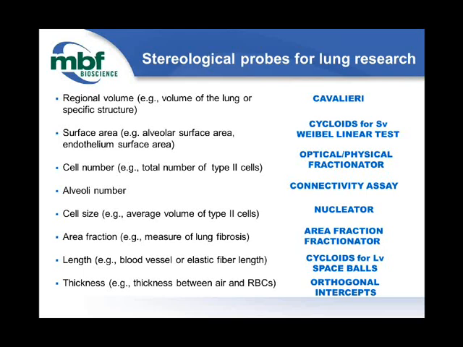One type of data that's important to lung research is the thickness between where the oxygen is and the red blood cells. There's a probe called orthogonal intercepts that can be used to estimate a width. So the idea behind all these probes is you use a geometric virtual shape to probe for the feature that you're looking for, and you follow special rules so that you don't come up with a biased estimate. For instance, we want to avoid the fact that big cells will be counted more than small cells when we're looking at cell number.